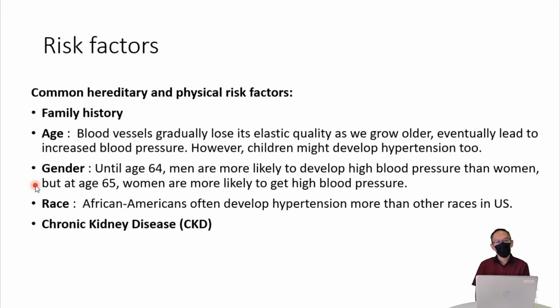Now, what are the risk factors for a person to get high blood pressure? Family history, of course. If my father has high blood pressure, I stand a higher risk of getting high blood pressure. If my mother and father both have high blood pressure, I stand an even higher risk. And if my sibling, my brother or sister, has high blood pressure, I will have a much higher risk of getting high blood pressure compared to those without such family history.